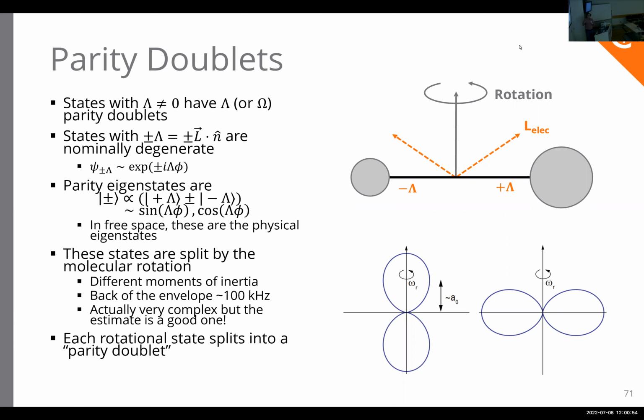And 100 kilohertz, you should compare that. So meaning that each rotational state in a molecule that has this structure is actually split into a doublet of opposite parity states spaced by about 100 kilohertz. So that's yet another factor of 1,000 smaller than the rotational spacing. It's even more than that. So you can polarize these molecules in a few volts per centimeter fully.